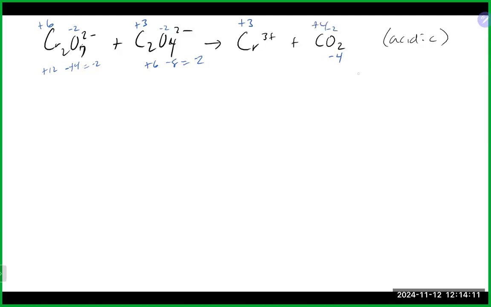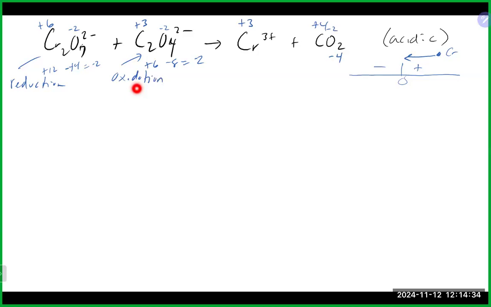So again, if we take a look at the chromium, it is going from +6, which would be over here, to +3, which is moving in a negative direction. So that is going to be the guy going through reduction. By default, this guy should go through oxidation.